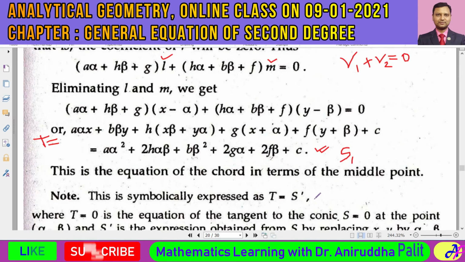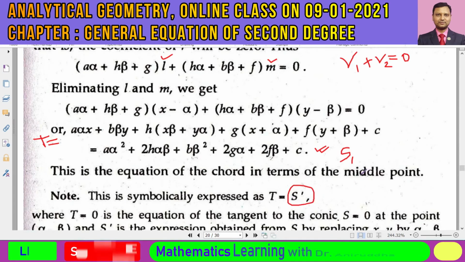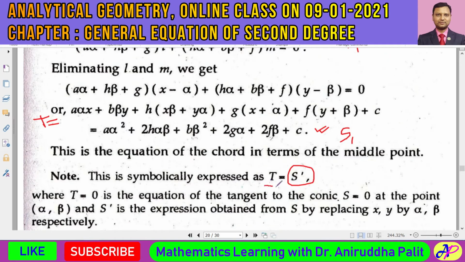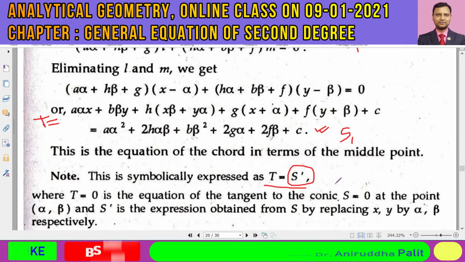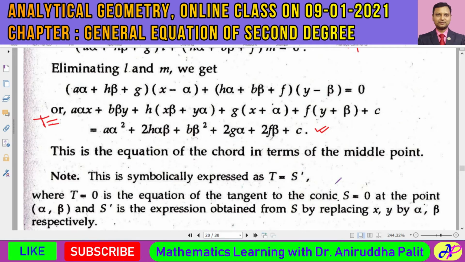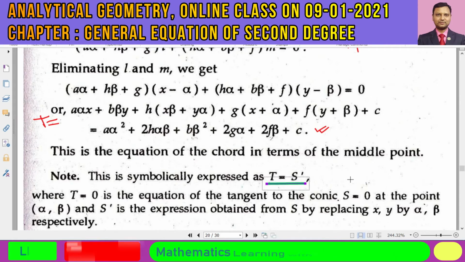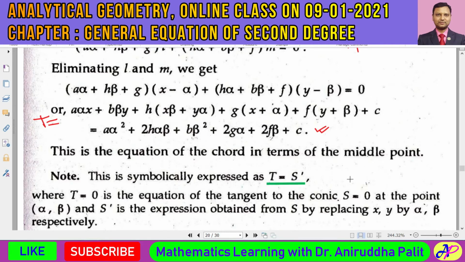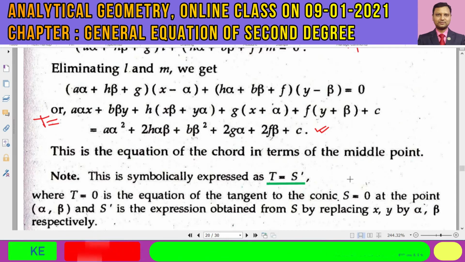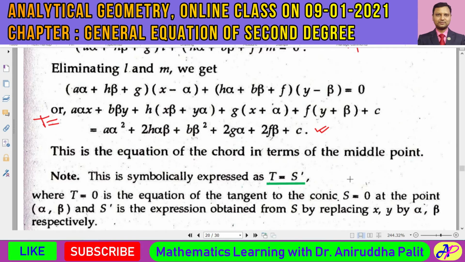In this book, in place of s1, they have introduced the notation s prime. Whatever notation you follow, ultimately in symbolic fashion the equation would be t is equal to s1 or t is equal to s prime. So the equation of the chord with respect to the middle point would be t is equal to s1, or t is equal to s prime. That is the equation of the chord with respect to the middle point.